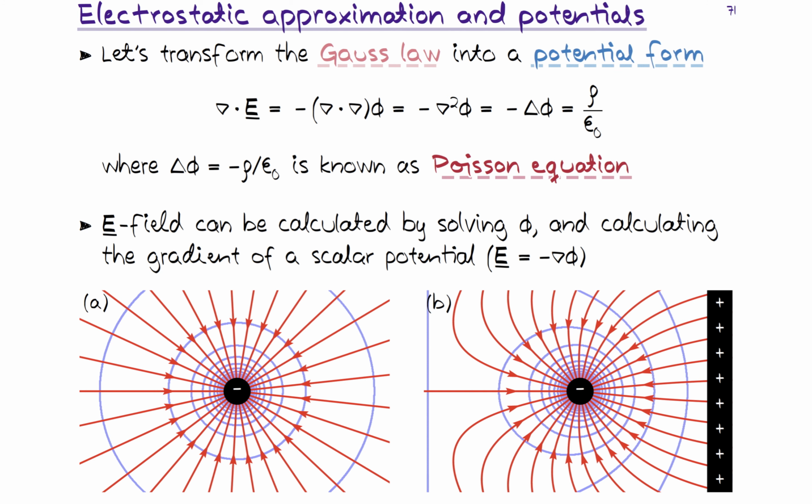But these kinds of problems can be solved when we are dealing with the electrostatic approximation, so that the charges do not move. And then we are left to essentially solve Poisson equations, and that's it. Nothing more complicated.